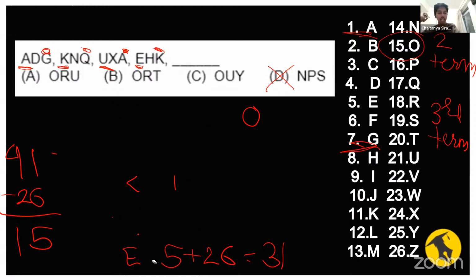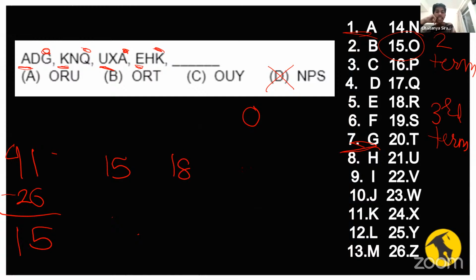So now I remember the within pattern. It was plus 3 each time. So O is 15. Plus 3, I'll get 18. And again, plus 3, I'll get 21. So it will be O, R, and U. O, R, U. This is option number A. So my option A is the correct answer.